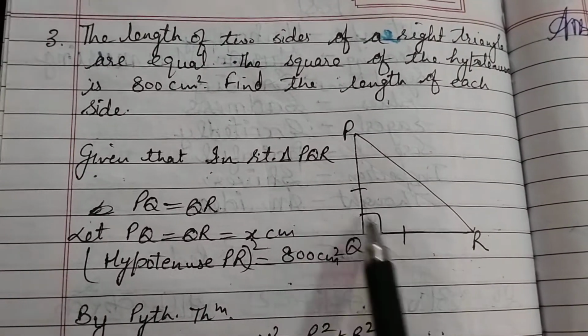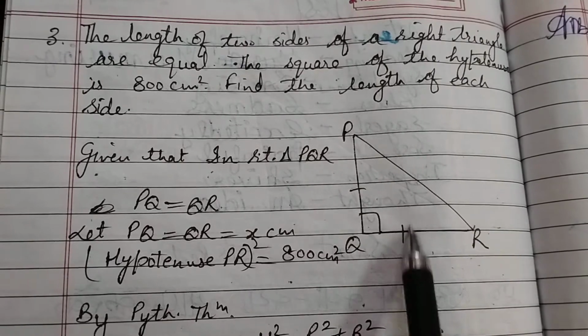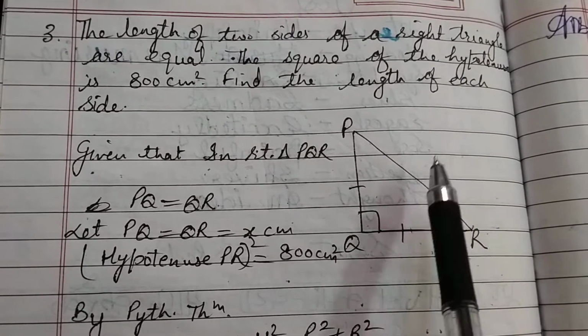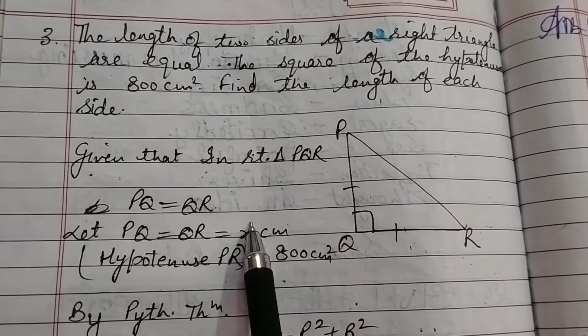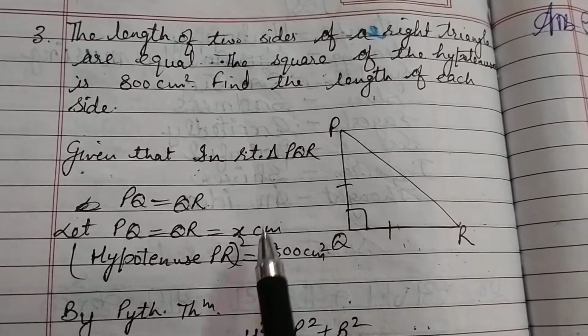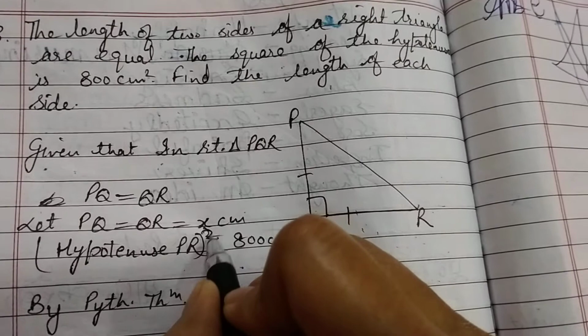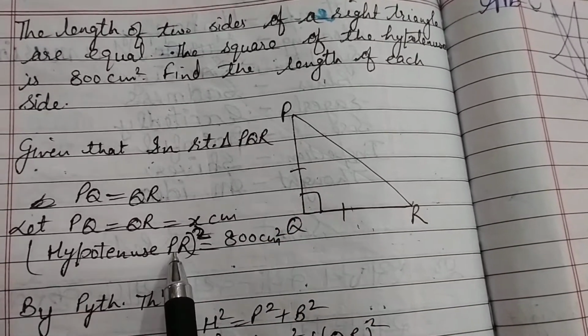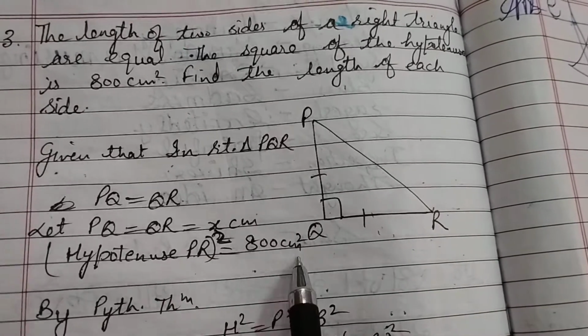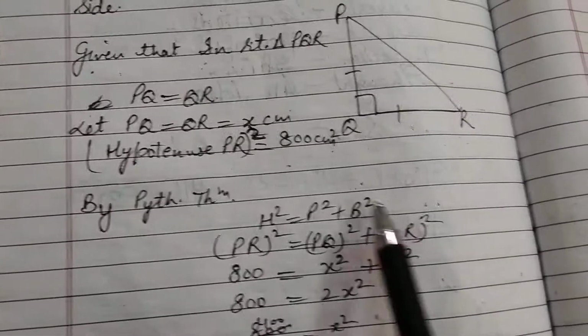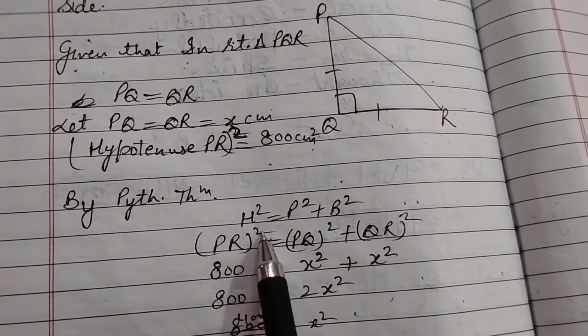It is given that two sides are equal. We know that the hypotenuse is the greatest side, it cannot be equal, so these two sides are equal. Suppose each is x centimeter. It is given that the square of the hypotenuse is 800 centimeter square. We use the Pythagoras theorem.